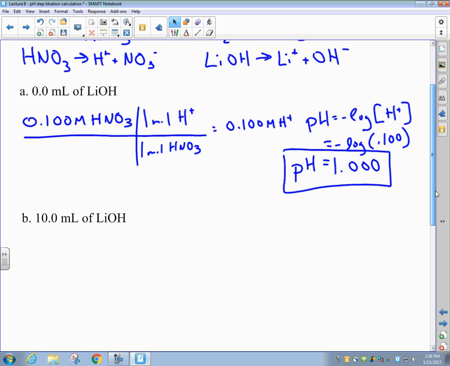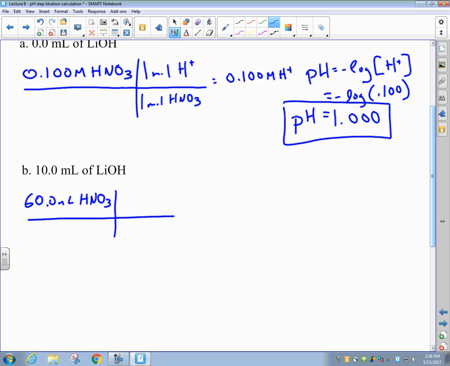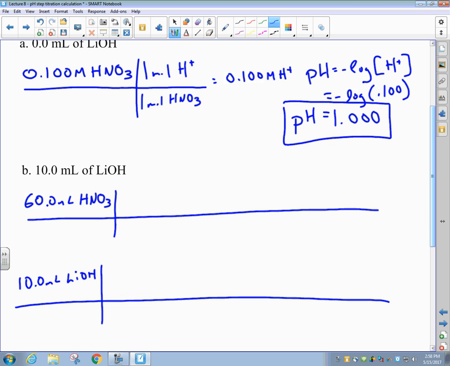We're going to have 2 monorails. The first monorail is going to start with the 60 milliliters of HNO3. And the second monorail will start with the 10 milliliters of lithium hydroxide. Ultimately, we're trying to get moles of hydrogen from the top monorail and moles of hydroxide from the bottom monorail. Let's focus on the top one first.